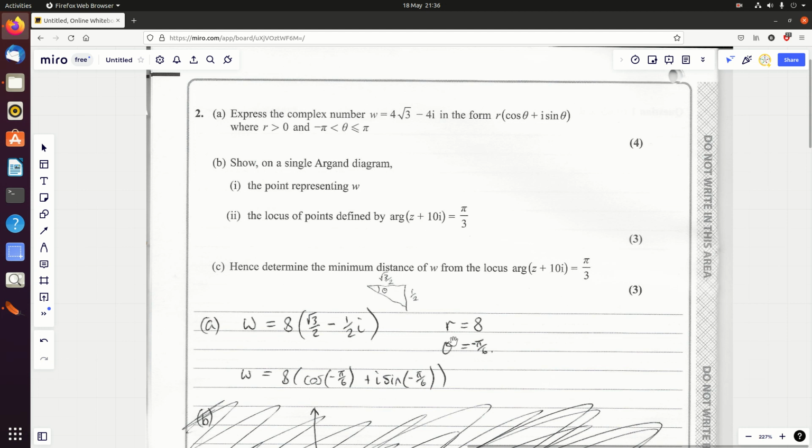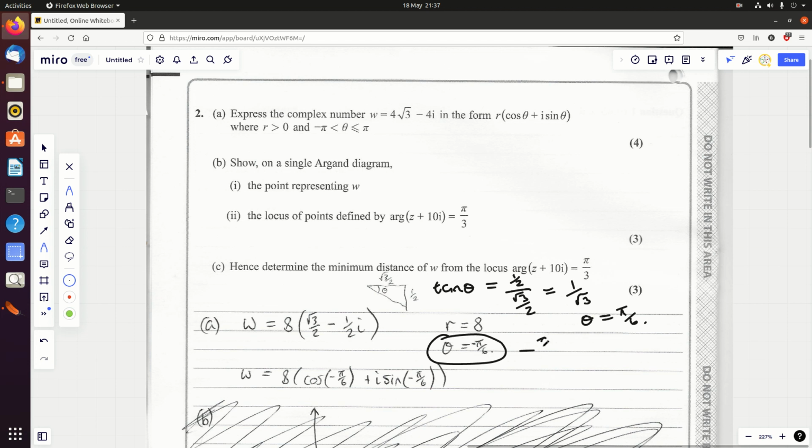And then I've drawn a little picture to work out the argument, and I've just gone, well, we're going root 3 over 2 across, a half down, and therefore I can work out theta. You might want to use SOHCAHTOA trig, but I know these ones. Tan theta is a half over root 3 over 2, which is 1 over root 3. Inverse tan, you get theta is pi over 6. But I've got it as minus pi over 6, and that's for the very good reason that we're going underneath the x-axis, and so we need a negative argument. And so w equals 8 cos minus pi over 6 plus i sine minus pi over 6.